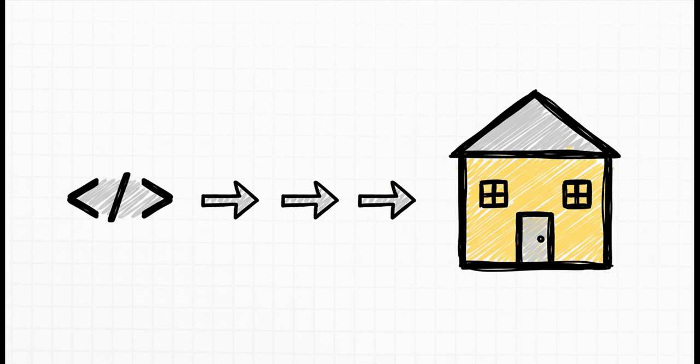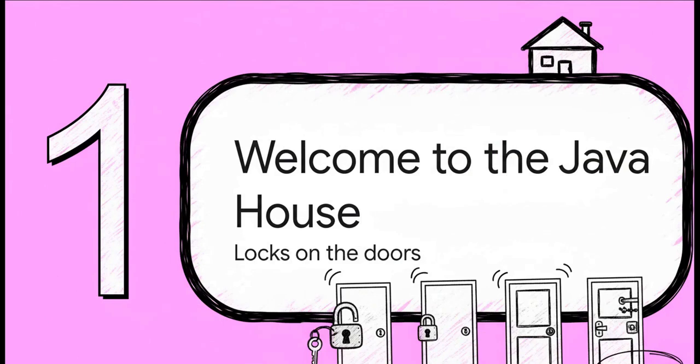Just picture any Java class you're working with as a house. Seriously, everything inside it, all the variables, all the methods, they're just the rooms and furniture inside that house. So welcome to the Java house. And here's the one thing you need to remember. Access modifiers are just the locks on the doors. That's it. They just decide who gets a key and who doesn't, who can come on in and who has to stay on the porch.